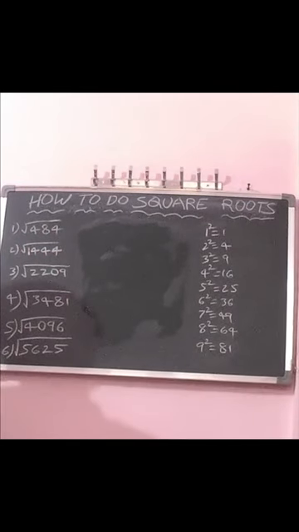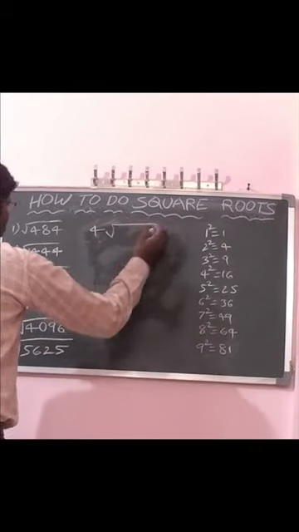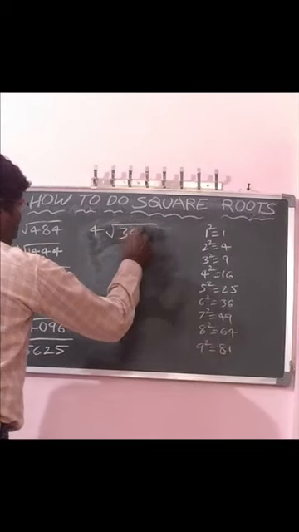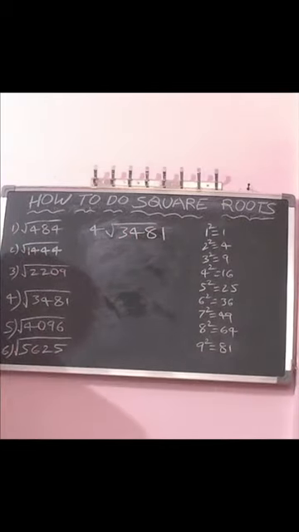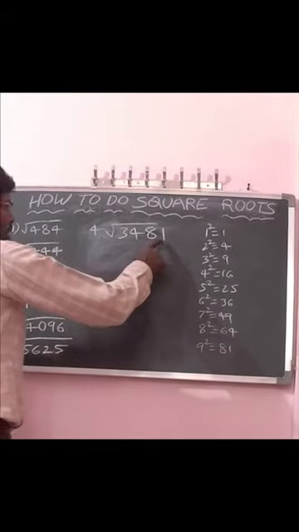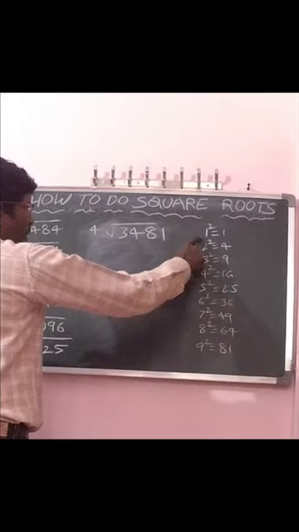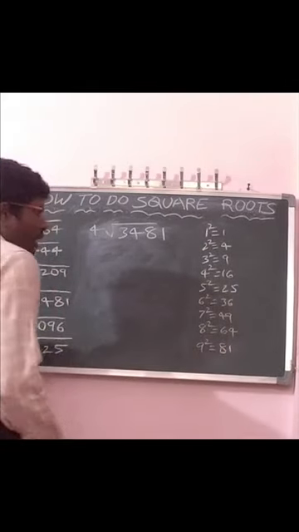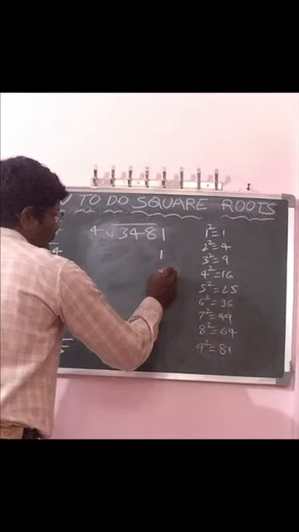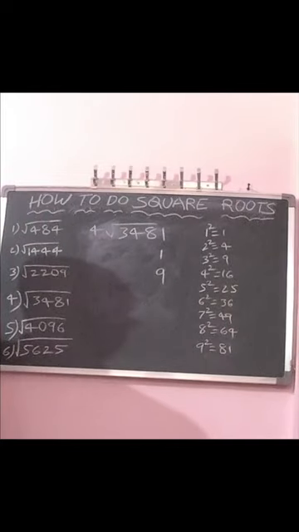Now we can take the fourth question, root of 3481. In the first step, we can compare the last number 1 with the square numbers. So in the square numbers, 1 square is equal to 1 and 9 square is equal to 81. So we can take 1 or 9 in the unit place. Now we can cancel the last two numbers.